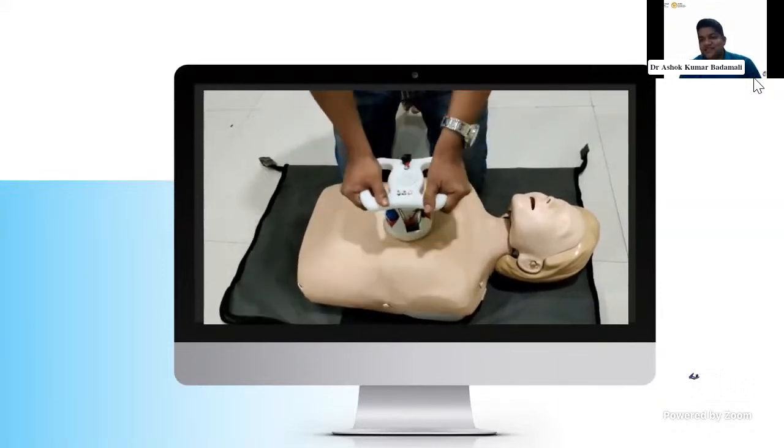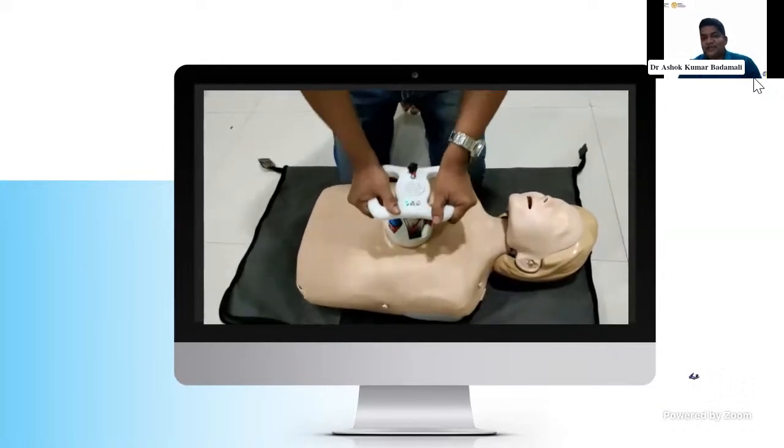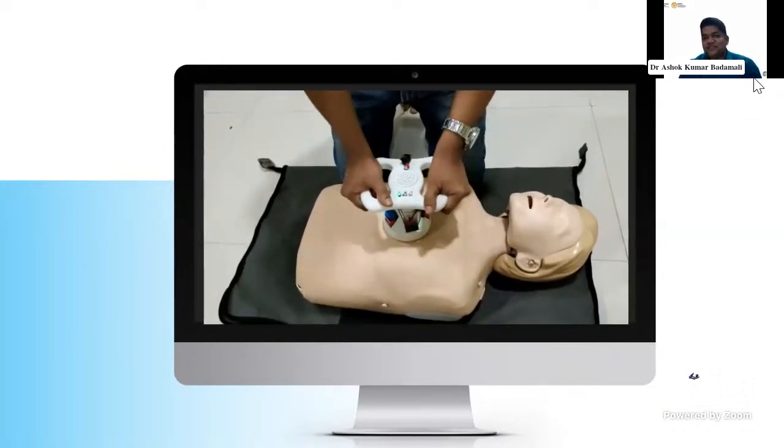Here is the video. Ergonomic design. At 7.5 centimeters, the triceps come into action. And the rate, depth, and recoil. In the next 3 or 4 months, after the funding issue is sorted out, it will be available in the Indian market at a cost of less than 4,000 rupees.